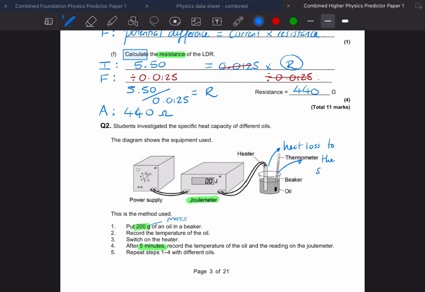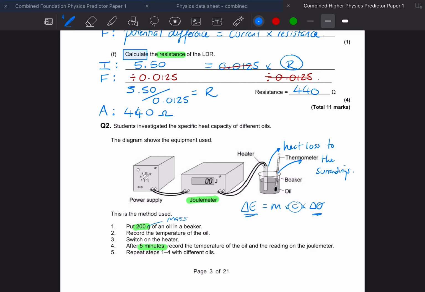We tend to find that the heat loss to the surroundings, because if we use our formula, which is that the change in energy equals mass times specific heat capacity times by your change in temperature, what we're saying is all of the energy goes into changing the temperature of the oil. But in reality, with this setup, some of the energy is going to be lost as heat. So our value for specific heat capacity is going to be wrong. So we have to figure out 2 suggestions of how we could reduce the heat loss.